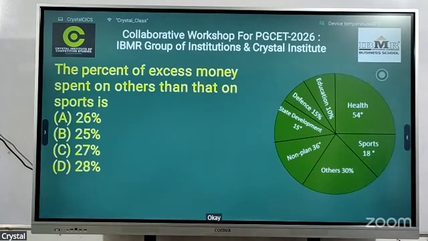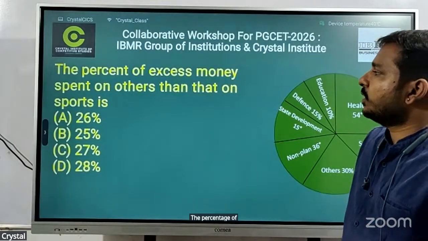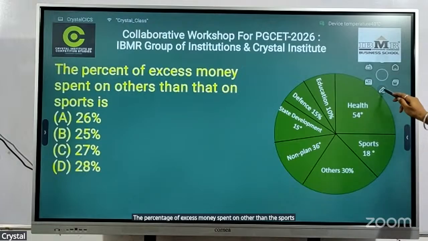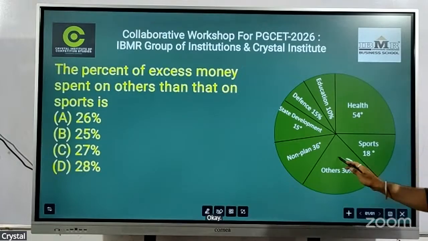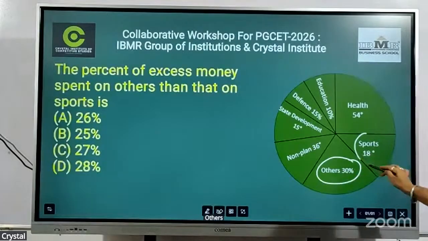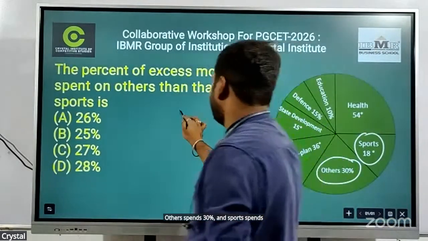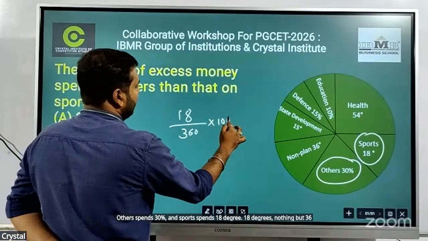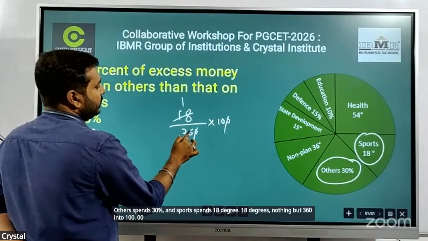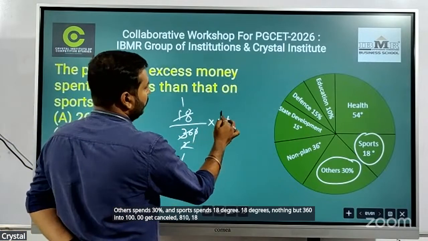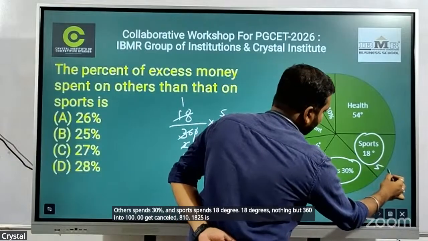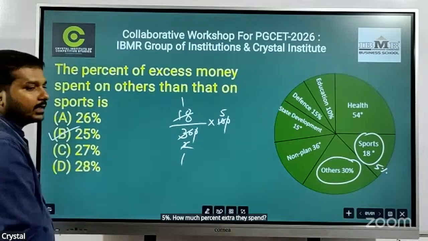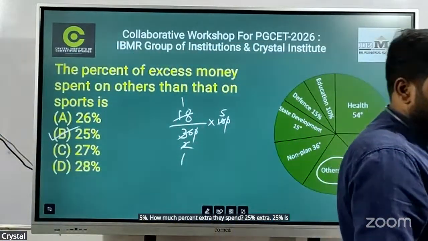The percentage of excess money spent on other than the sports. Other spends 30% and sports spends 18 degrees. 18 degrees out of 360, into 100. Double 0 gets cancelled. 8 ones are 18, twos are 2, ones are 2, fives are, is nothing but 5%. How much percent extra they spend? 25% extra. 25 is the correct answer.